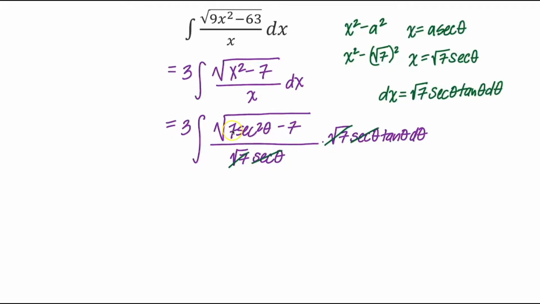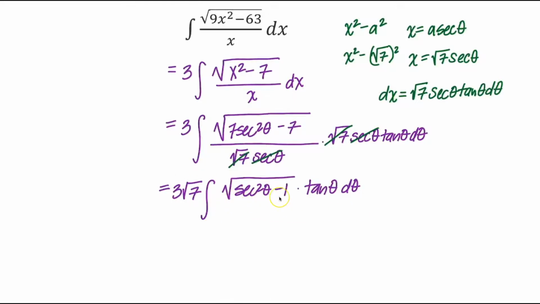So I'm going to factor out the 7 and so take out the square root of 7. So here's where I'm at. I have 3 times the square root of 7, the integral of the square root of secant squared theta minus 1 times tangent theta d theta. And then really just over 1.